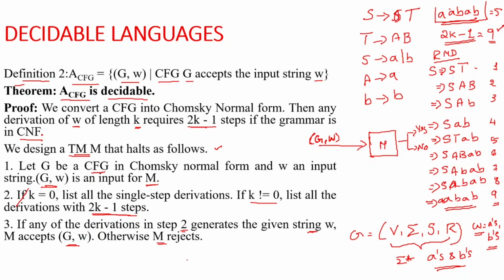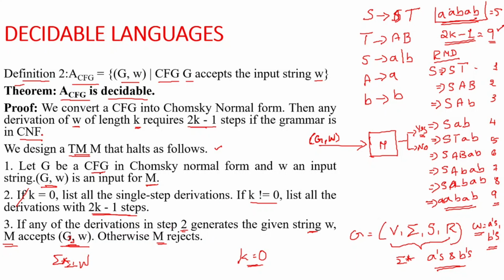So depending on the length of the string w, that is k: if k happens to be 0, then I have a single step derivation, and based on this the Turing machine should decide whether the string is accepted or not. If k is more than 0, then we have to list out all the derivations with 2k minus 1 steps. And among this list, if any one derivation generates the string w, then the Turing machine M should accept the input, that is the context-free grammar in Chomsky normal form encoded in terms of sigma star, and w. Otherwise M should reject this.